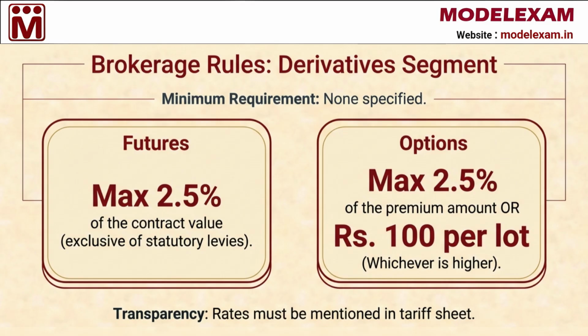Since we mentioned brokerage as a major cost, let's dive into the specific rules that limit how much a broker can charge you. For futures contracts, a broker can charge a maximum of 2.5% of the total contract value. For options, the limit is either 2.5% of the premium amount or 100 rupees per lot, whichever of those two figures is higher. There is no minimum amount required, so you can often find very competitive rates.